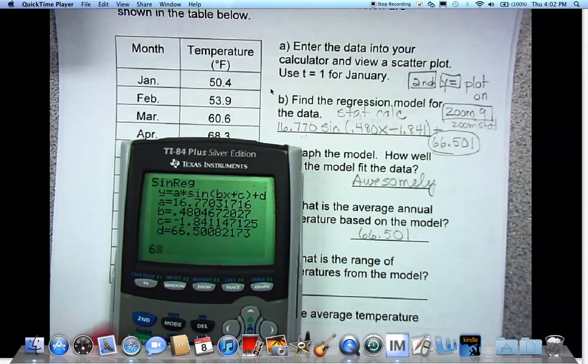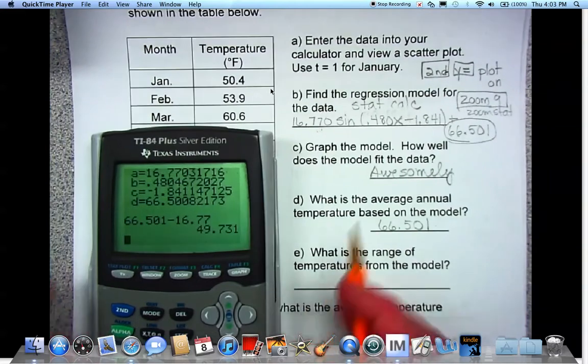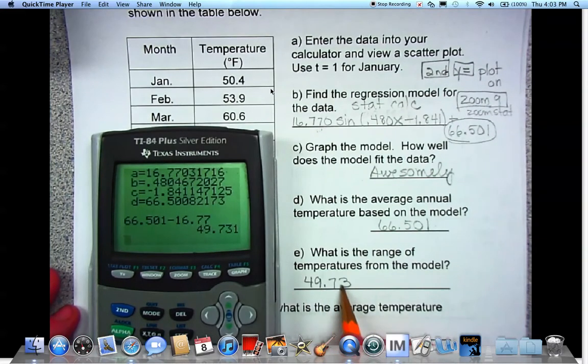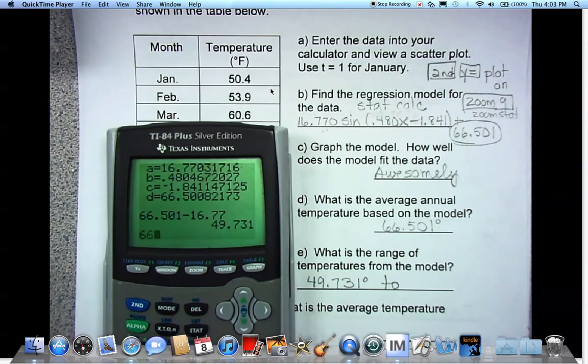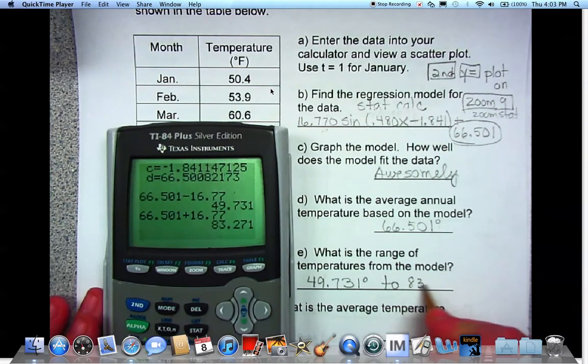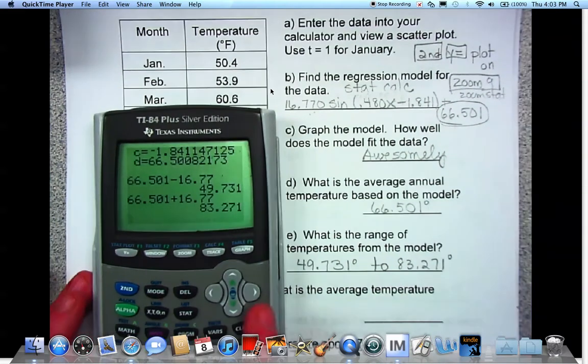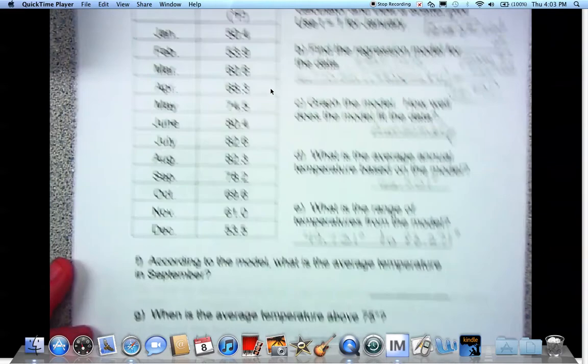So let's do that. 66.501 minus 16.77. So the lowest average temperature is 49.731 degrees. And it ranges from that one to, we'll add the amplitude to the K, 66.501 plus 16.77. This is all pretty much given to you, besides up here.